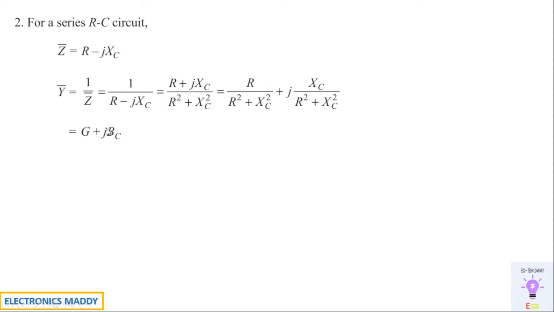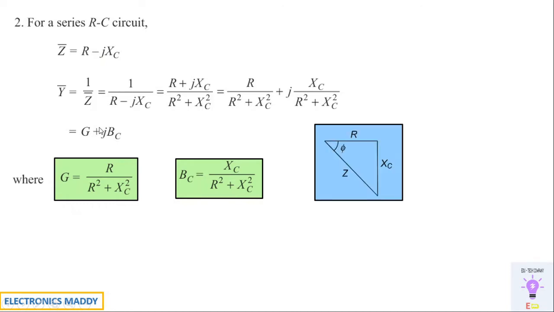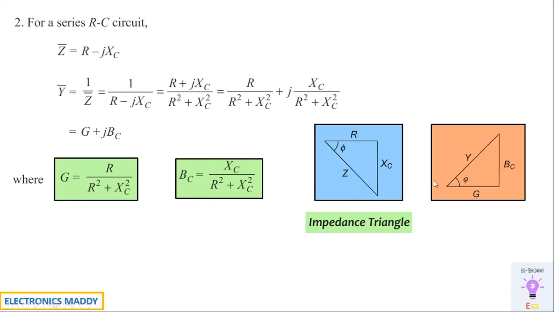So once this is done, we can say it is in the form of G plus J into BC, isn't it? Where G is nothing but this value and where BC is nothing but this value. So we have found the conductance and the susceptance in case of a series RC circuit. So what is the major difference here? Z bar is R minus J into XC, Y bar is G plus J into BC. So one common observation, if Z bar is minus, it will be plus here. If it is plus, it will be minus here. One common observation with respect to problems. And one more observation is, we know that in the impedance triangle for a series RC circuit, Z bar is in this direction. Similarly, the admittance will be in the upward direction. It's quite contrary to what is being explained with respect to series RL circuit.